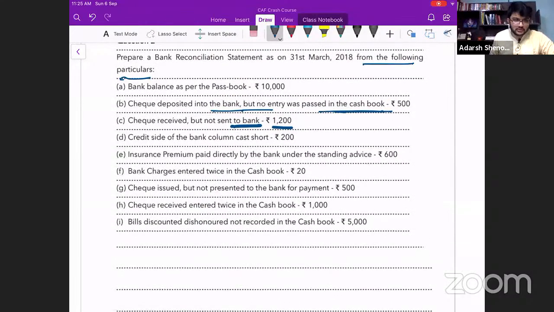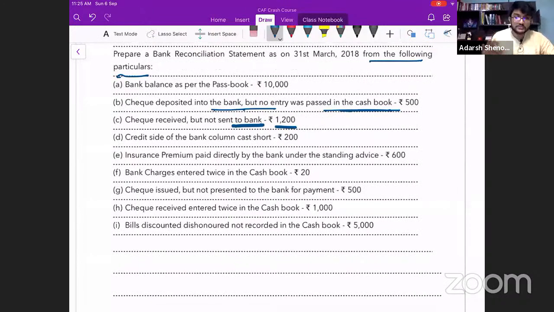Credit side. Now this gets interesting, so please pay attention when we're discussing this. Credit side of the bank column cash short. Please pay attention. Move on from the previous one to this one. We will go back to the previous one later on if you have some doubts. But now concentrate over here. Credit side of the bank column cash short.